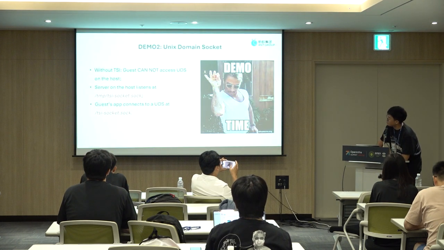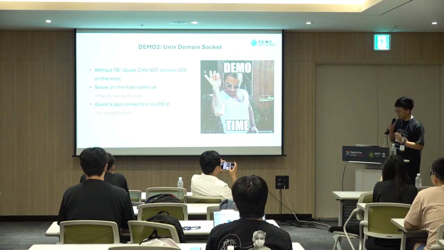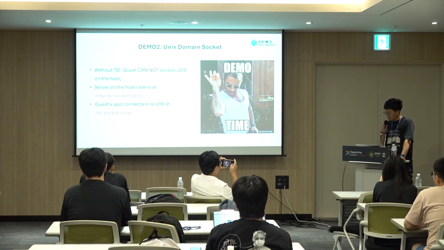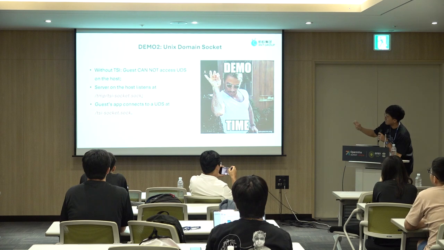So demo two is about UDS. If the pod runs with TSI, UDS servers inside the host can be accessed from the guest. So we have a server and a client as well, but their addresses are not the same. The host side is /tmp/tsi and so on, and the guest side is the tsi socket path.